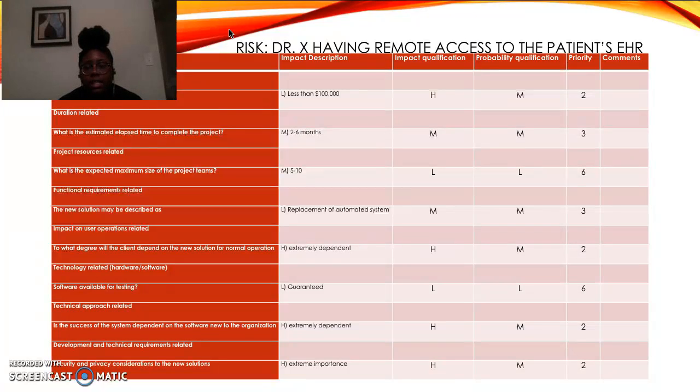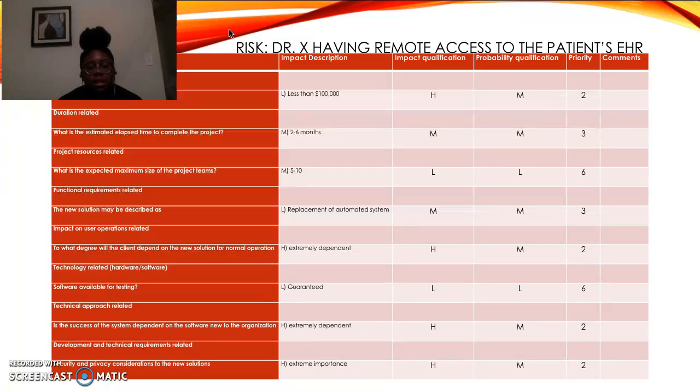So the next risk would be Dr. X having remote access to the patient's EHR. And this would have a bigger impact on the budget versus the last 2 risks, because if he has remote access, that means he can access the EHRs from anywhere. If his computer was to be hacked or stolen, he could lose not just that one patient's record, but all of his patient records, and that would cause more of an issue. So that needs to be higher on the priority list, because if he loses all his patient records, that's more money it'll take to recover those records, and more time it'll take to recover those records. So the security and privacy is also a higher impact on that one.